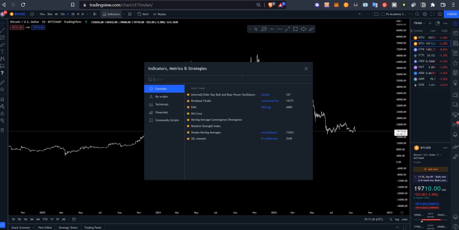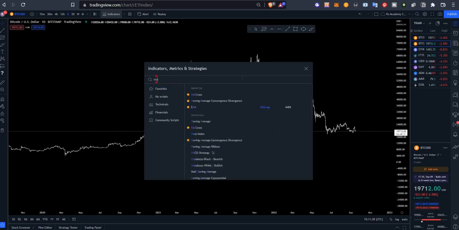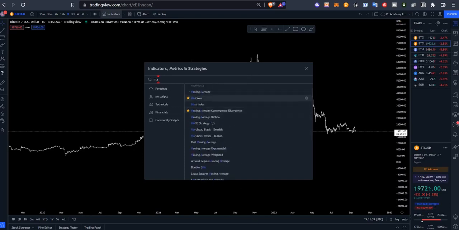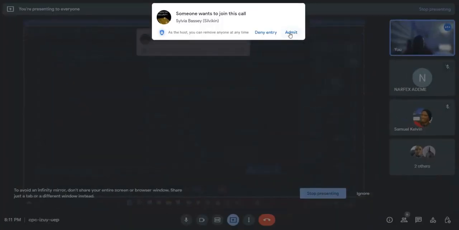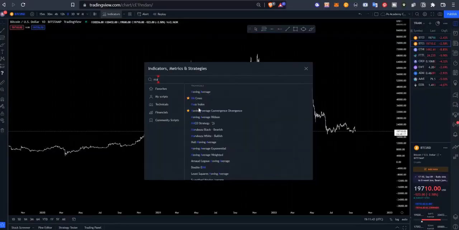Some people like to use MA alone. If you type MA, you can see we have MA cross here. I'm on favorite. Those ones that start, they are the favorite, those that you have already marked as favorite. But then you can see we have a moving average.